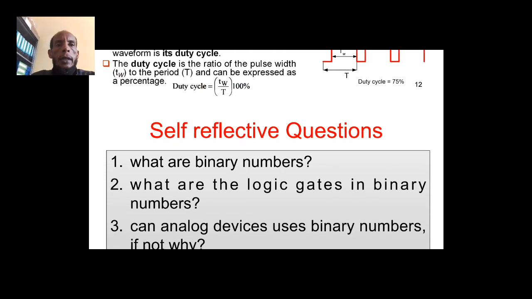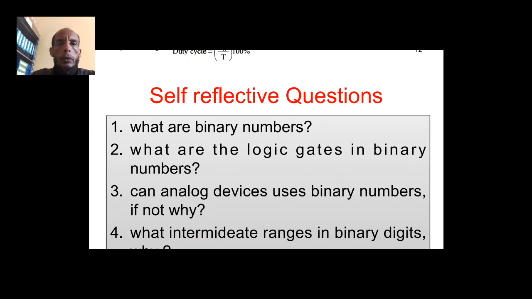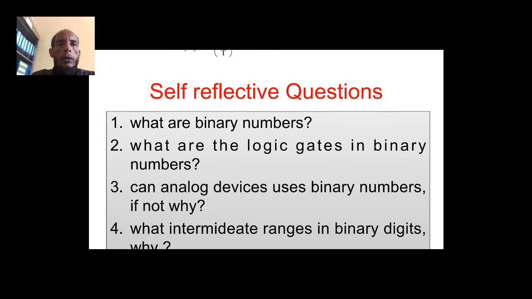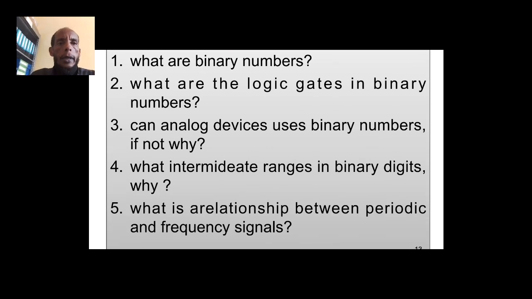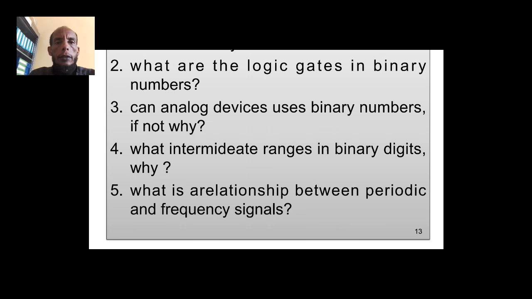Good trainees. Here are self-reflective questions depending on what you have learned now. What are binary numbers? What are logic gates in binary numbers? Can an analog device use binary numbers? If not, why? What are the intermediate or indeterminate ranges in binary digits? Why? What is the relationship between period and frequency of signals? You have to list these out, take certain breaks, and then we will come back to the second competence. Thank you very much.